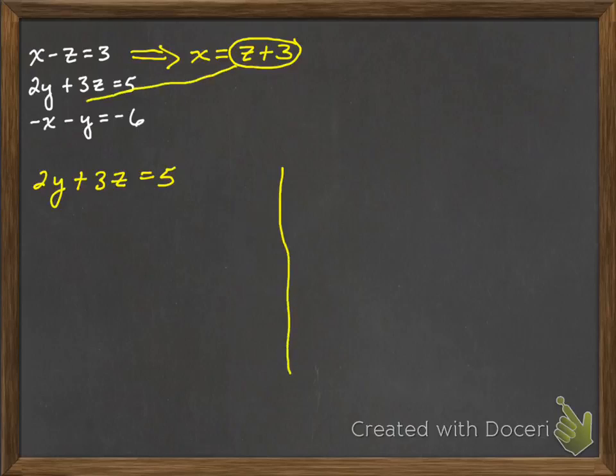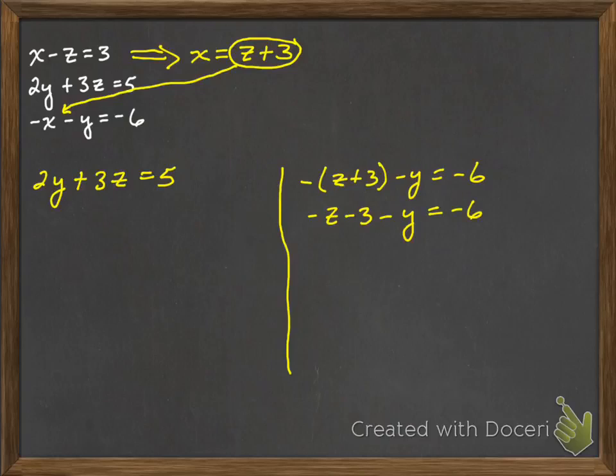The third equation does have an x, so we're going to substitute z plus 3 in for the x using parentheses for our substitution. And we always want to put what we're substituting into the parentheses. All right, so we're going to have z plus 3, and then minus y equals negative 6. Distributing the negative will be negative z minus 3 minus y equals negative 6. And we want to move the constants together, so we're going to add 3 to the other side. So we have negative z minus y equals negative 3.